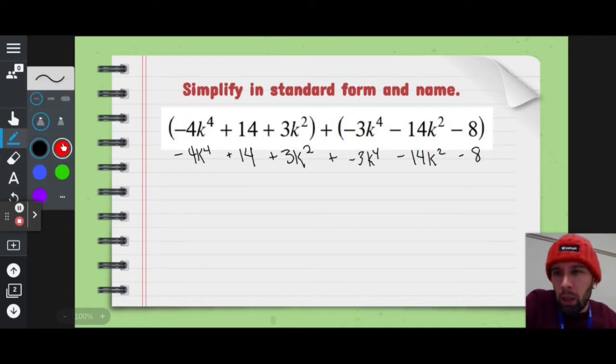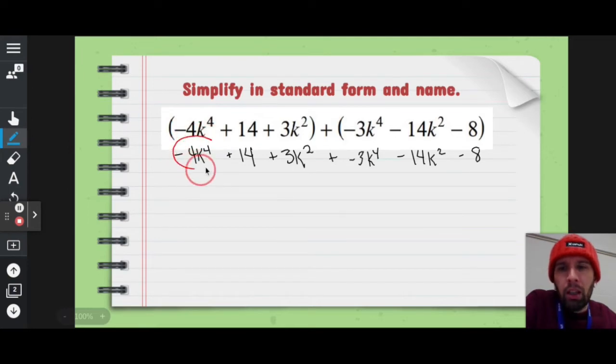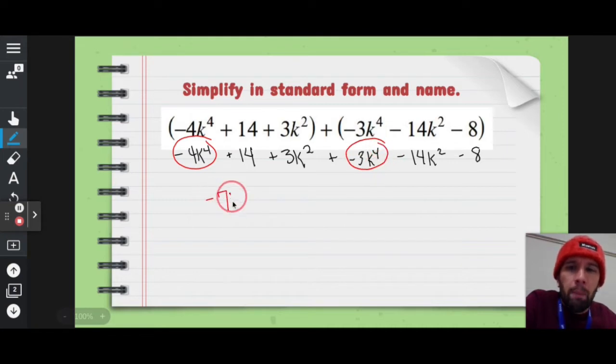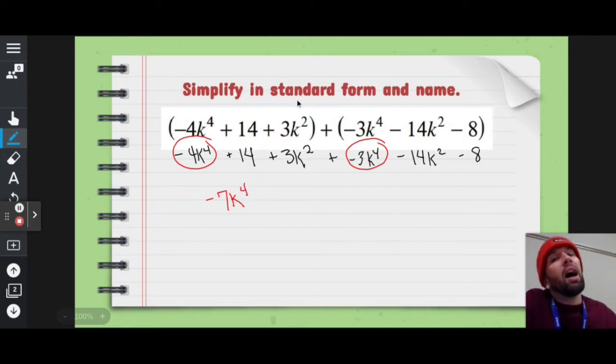Now is the time where we can combine like terms. Is there anything like negative 4k to the fourth? Yeah, negative 3k to the fourth. If you're wondering why I chose the k to the fourth as my first thing to combine, if we're writing in standard form, you're looking for the highest degree. Degree is dependent on the exponent attached to your variable. K to the fourth is larger than any other variable exponent combination here, so I'm putting that first. Where did I get the negative 7 from? Negative 4 plus negative 3 is negative 7. So the k to the fourth has come along for the ride.